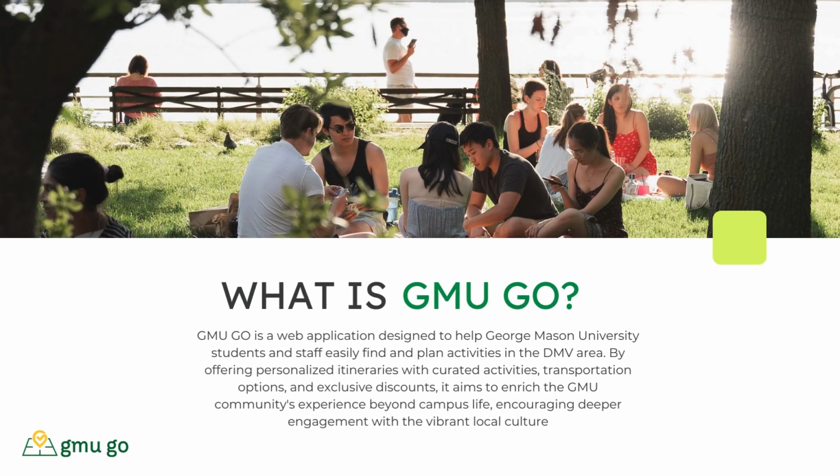So let me start with what is GMUGO. GMUGO is a web application designed to help George Mason University students and staff easily find planned activities in the DMV area. By offering personalized itineraries and curated activities, transportation options, and exclusive discounts, it aims to enrich the GMU community experience beyond campus life. It encourages deeper engagement with the vibrant local culture.